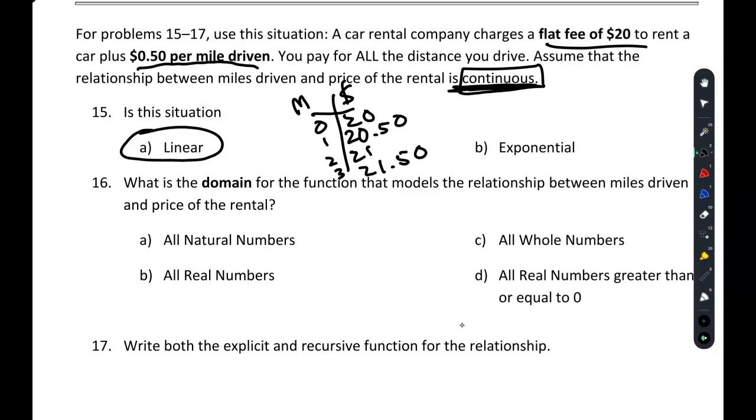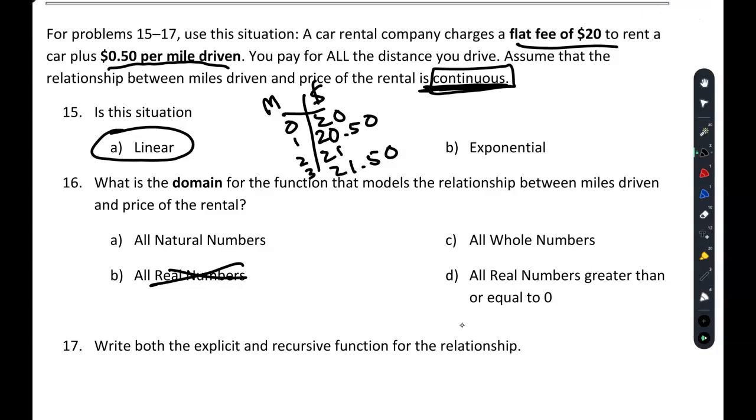It says, what is the domain for the function that models the relationship between miles driven and the price of the rental? So we have to put in the input here. Since they tell us that it's continuous, it can't be anything like real numbers or all positive numbers. Natural numbers would be, oh, and this says real numbers too. Real numbers greater than 0, which is basically saying all positive. It can't be that either.